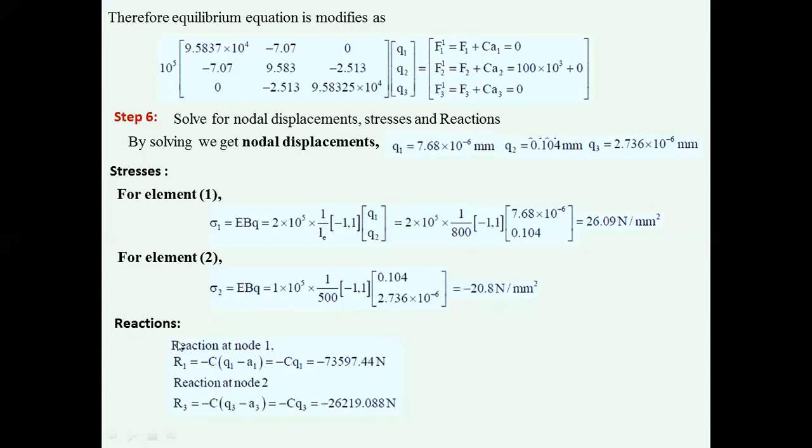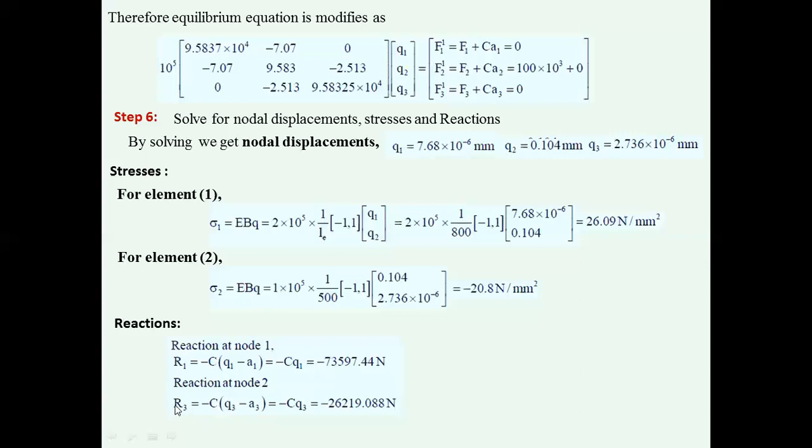Now the last one is we have to find out the reactions. We have two supports. So we will get a reaction at node 1 and one more reaction at node 3, not 2. So it is node 3. Therefore R1 is equal to minus C into Q1 minus A1. Anyhow, A1 is 0. So minus C into Q1. The value of Q1 is 7.68 into 10 to the power of minus 6. Substitute this, and we'll get minus 73597.44 Newton. That is 73.5 kilonewton.